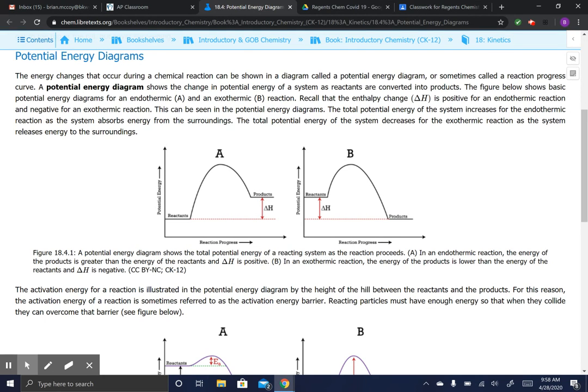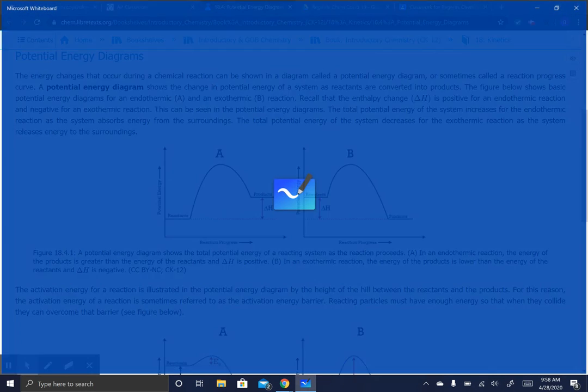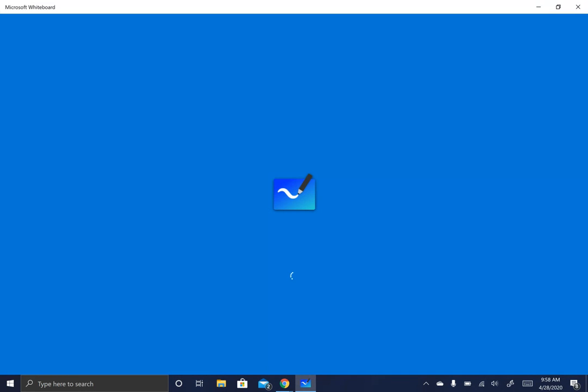So yesterday we learned about collision theory, right? And basically there were two things about collision theory that I needed you to understand yesterday, and I'll just explain that again really quick here.